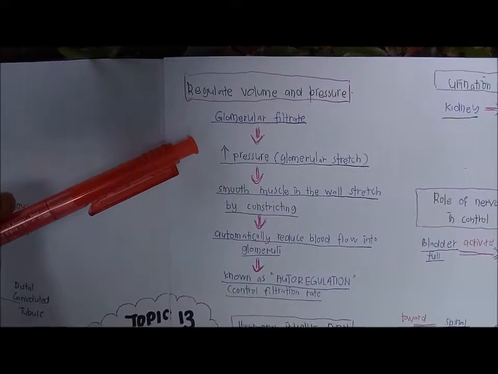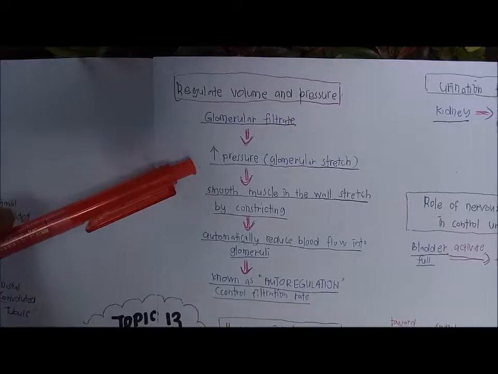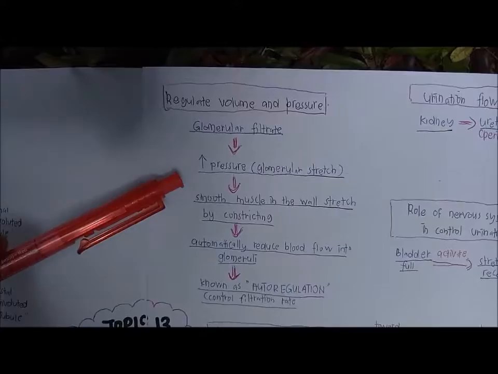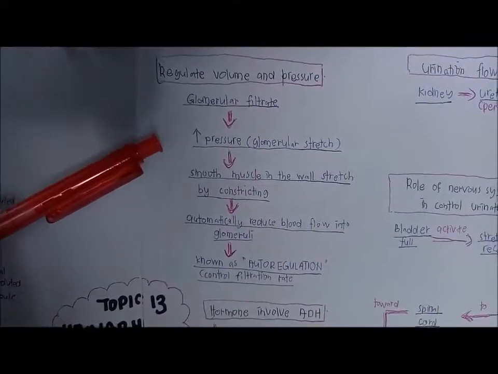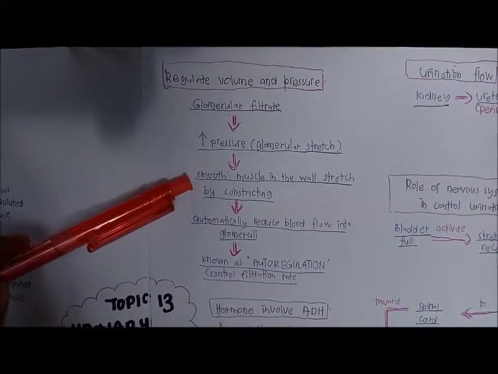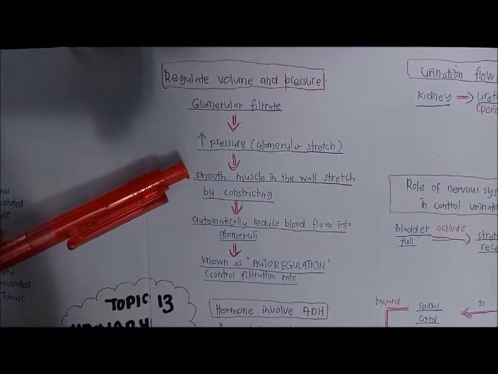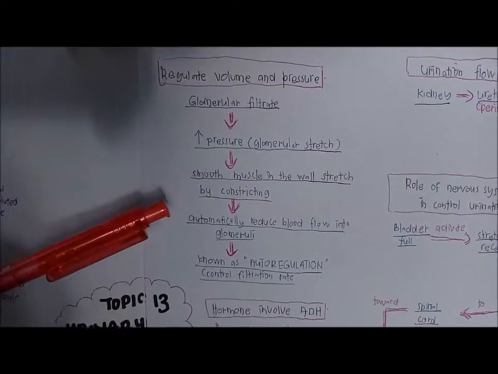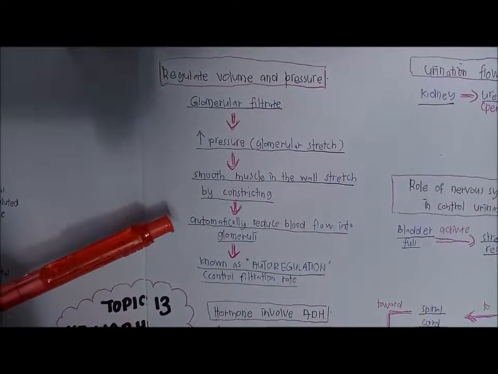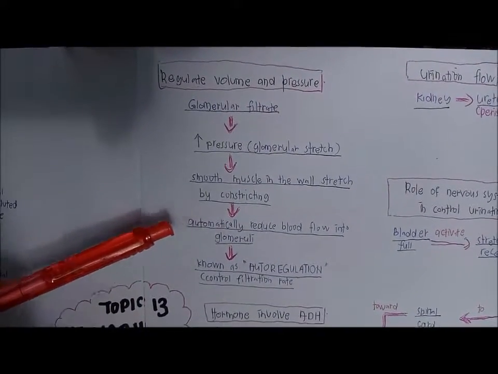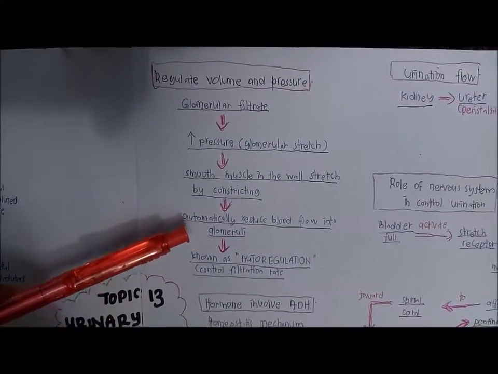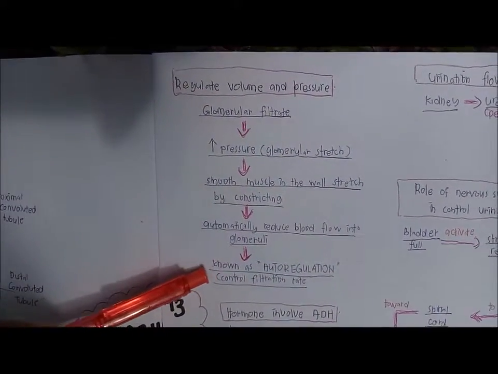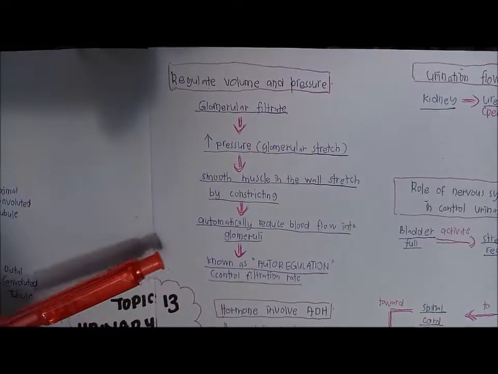Then it will induce high pressure in the glomerulus, causing the glomerulus to stretch. The pressure in the blood will push more blood from the capillaries into the glomerulus. Then it will induce the smooth muscle cells in the wall of the glomerulus to stretch by constricting. Then automatically it will reduce blood flow into the glomerulus. This phenomenon is known as autoregulation, which is helpful in controlling the filtration rate.